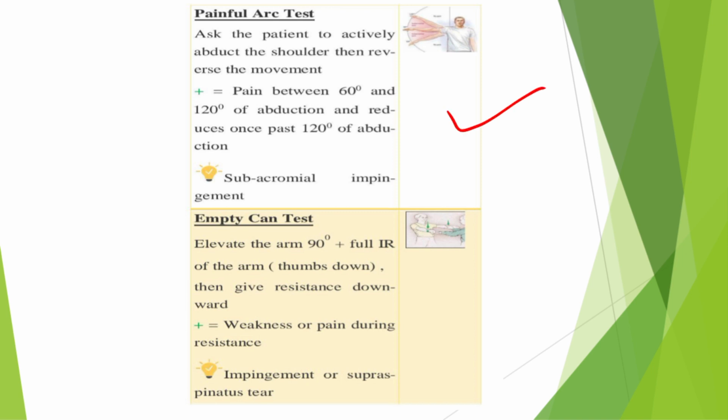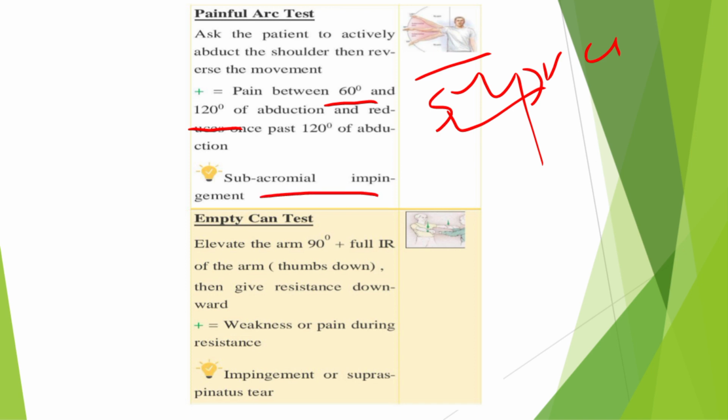In the painful arc test, the patient abducts the shoulder, then reverses the movement. And I told you before, for the abduction of the shoulder, the most important muscle that plays a role is the supraspinatus in the beginning of abduction. When the patient feels pain between 60 and 120 degrees of abduction, and over 120 degrees of abduction the patient's pain is reduced, this is also a sign of subacromial impingement.